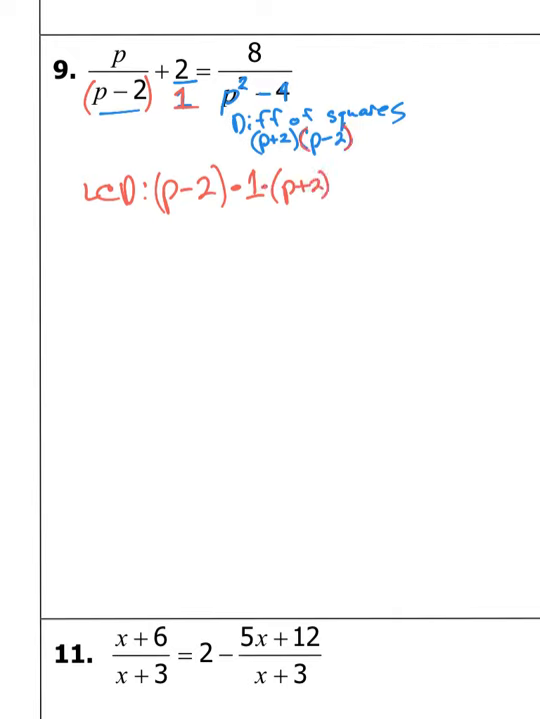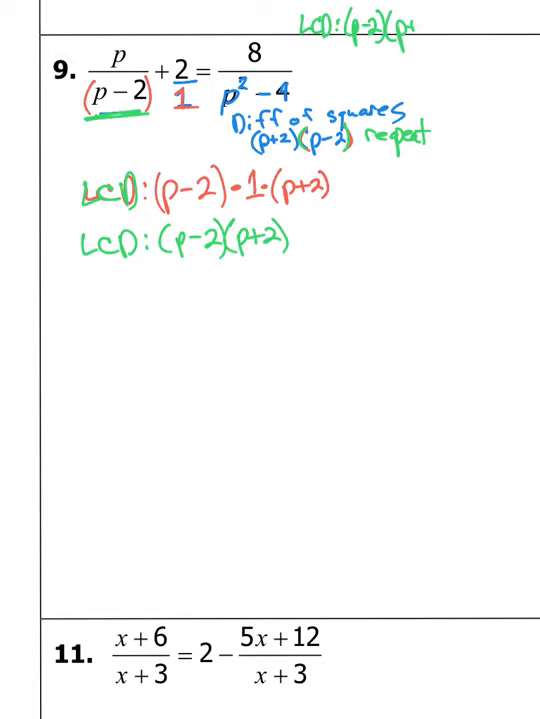But this, so let me change colors, this is a repeat because we already have p minus 2. So I would not rewrite that in my LCD. So my LCD is just p minus 2 times 1, which we don't really need to write because anything times 1 is still itself, so it's still p minus 2, and then multiplied by p plus 2, right? So that's my LCD. That is what I'm going to try to make each of these denominators.